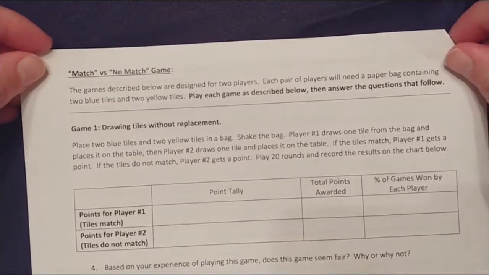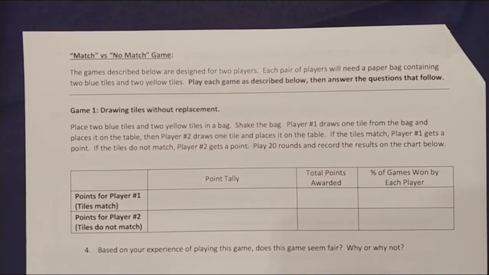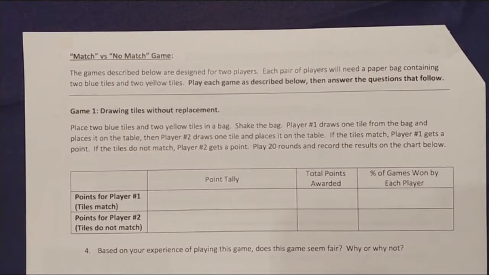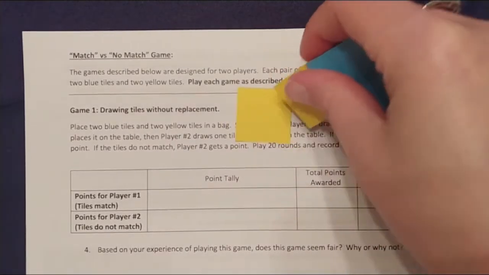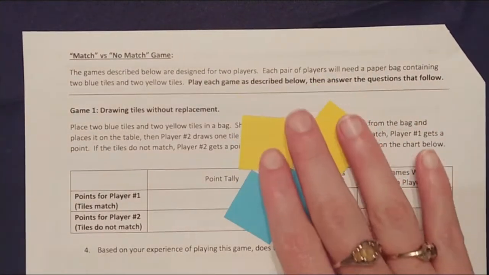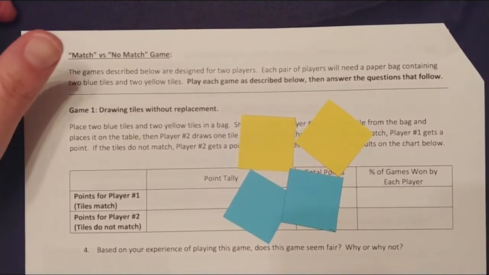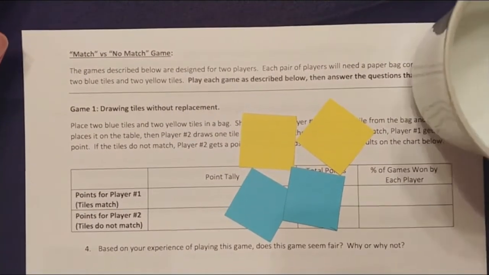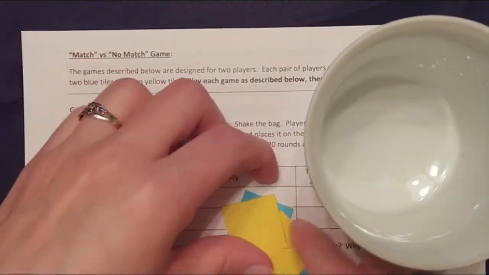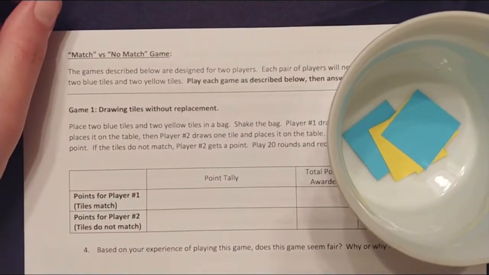All right, match versus no match game. So the game described below are designed for 2 players. Each pair of players will need a paper bag containing 2 blue tiles and 2 yellow tiles. So I here have the 2 yellow tiles and the 2 blue tiles. Now play each game as described below and then answer the questions below. So since I have to play by myself, instead of using a bag which may be see-through, I'm going to use this little teacup. And I'm going to put those in there.